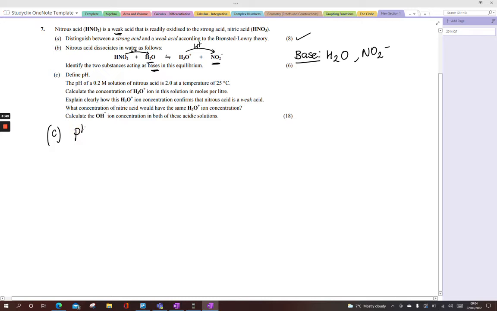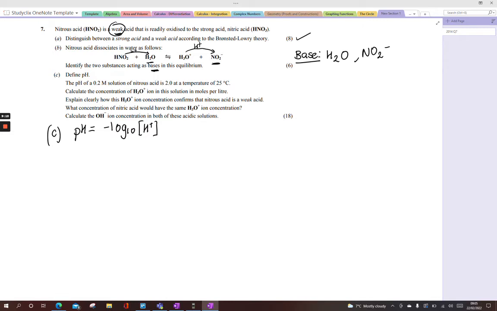Define pH. pH is defined as the negative log to the base 10 of the hydrogen ion concentration. Put it in words as well. You can get it from the formula, get it from the equation. The negative log to the base 10 of the hydrogen ion concentration. The pH of a 0.2 molar solution of nitrous acid. Now nitrous acid, they told us at the top, is a weak acid, so it's not going to fully dissociate, is 2 at this temperature.